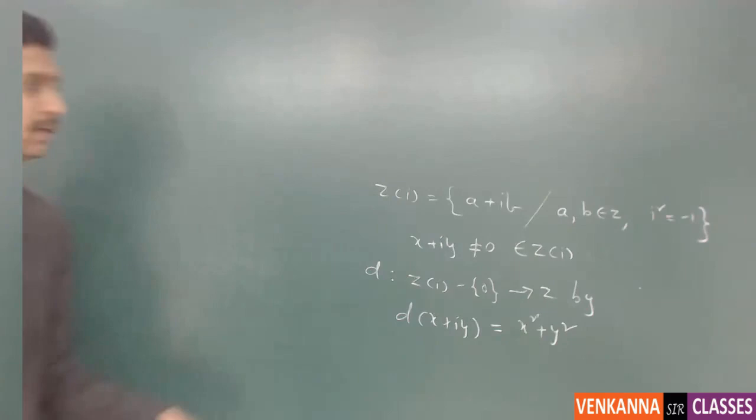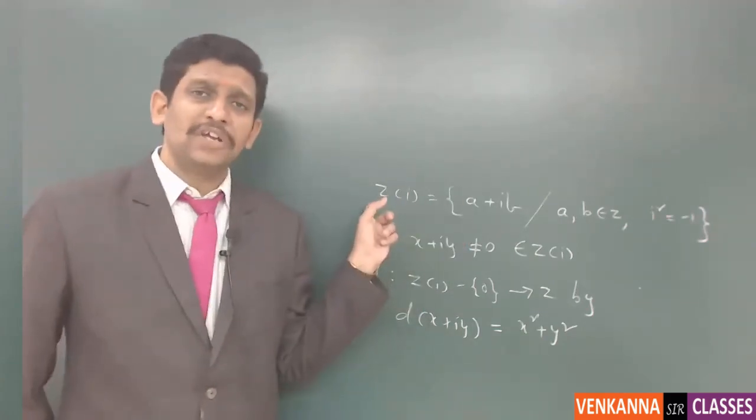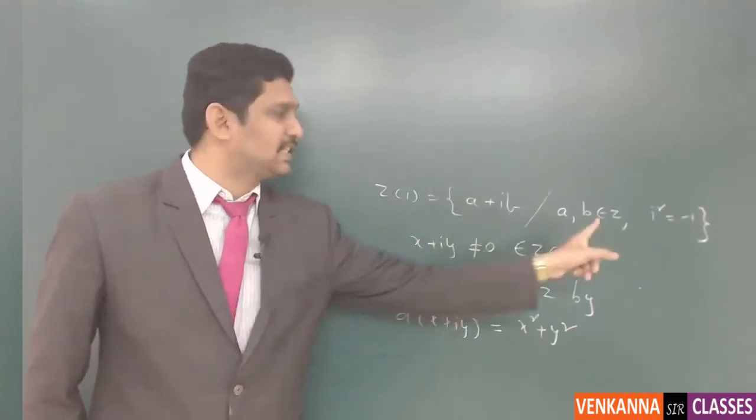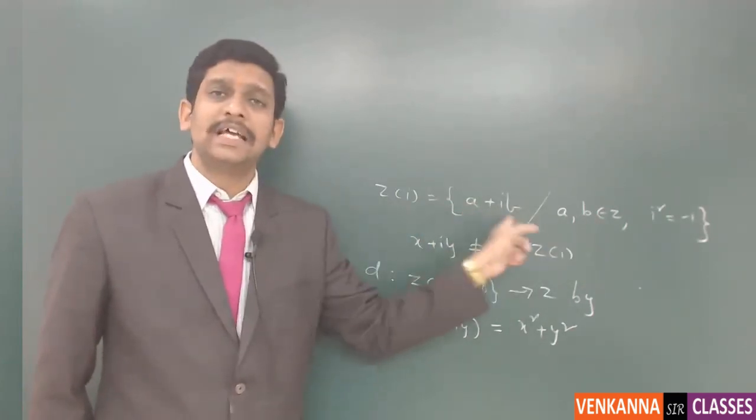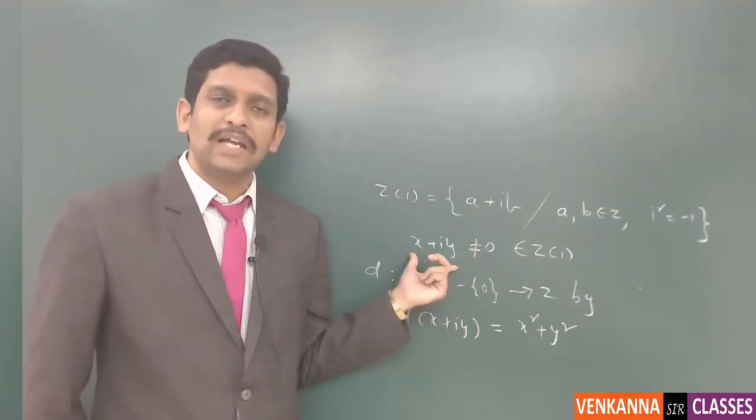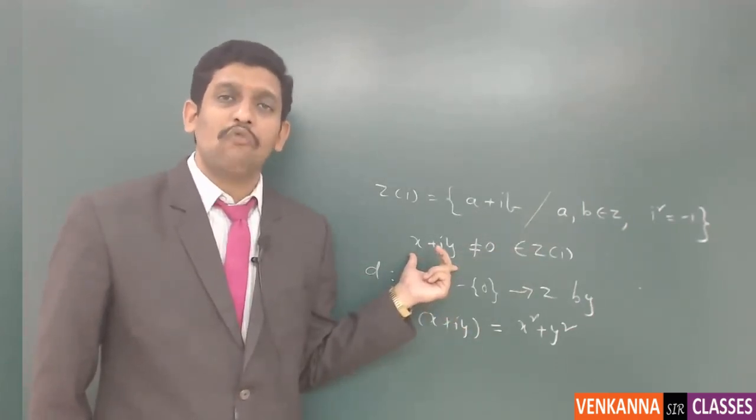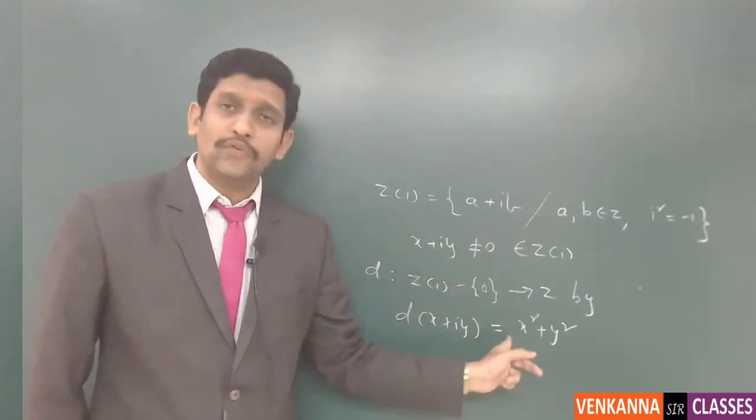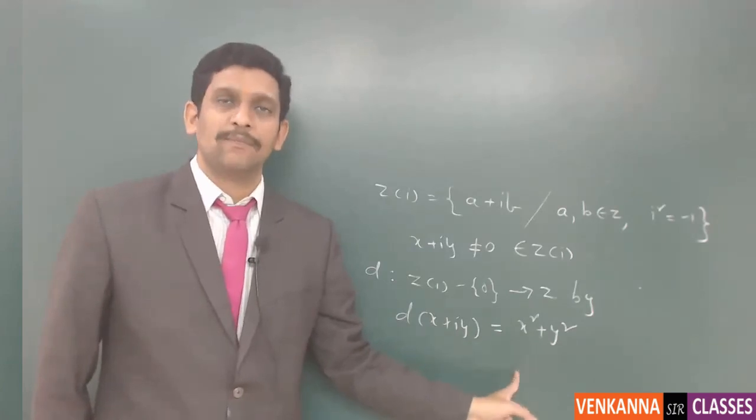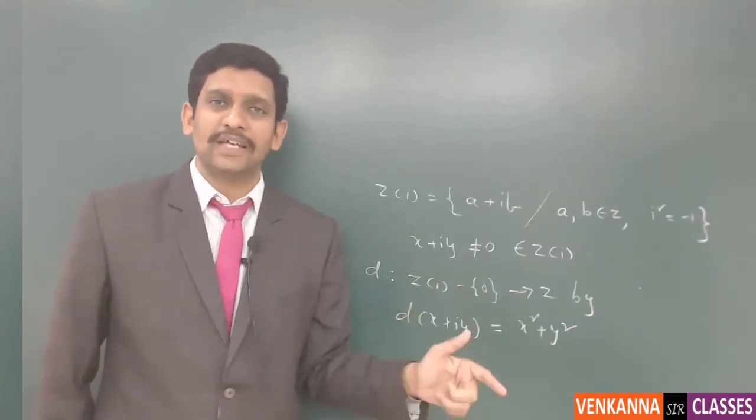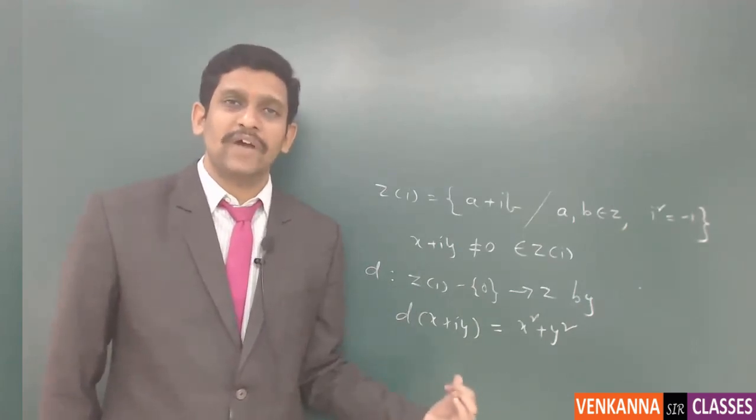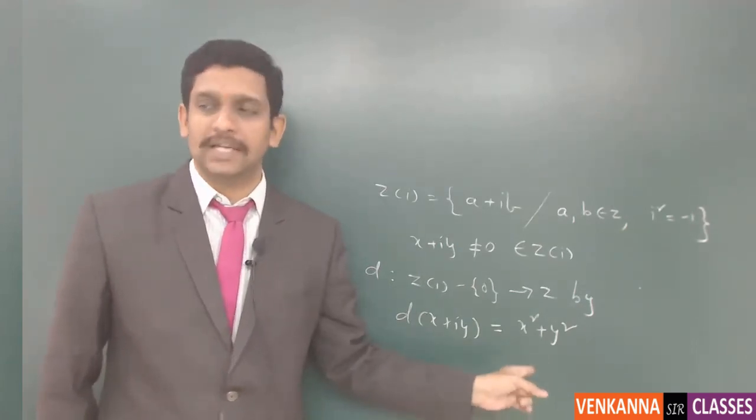Now see, whenever you take a value in Z of I, the coefficients are obviously integers. A is an integer, B is an integer. If you take the value x plus iy, x is an integer, y is an integer. So if you consider x square plus y square, it is also an integer. And since you are taking the squares, it is always positive. So d of x plus iy is always a positive integer. Do you agree?